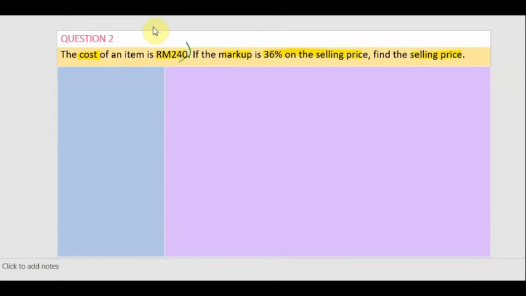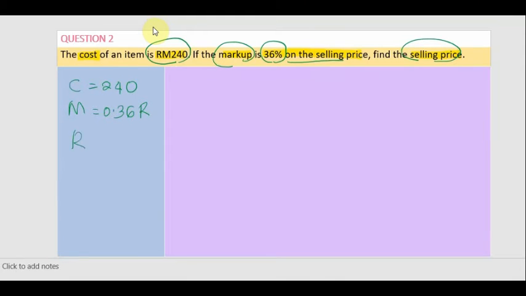Okay, what we have here, we have the cost 240 and we have markup 36% on selling price. So here is 0.36 on selling. Selling is retail price. Then find the selling price. So find the retail price. So from retail equals to cost plus markup.